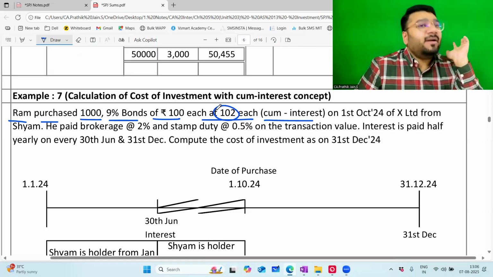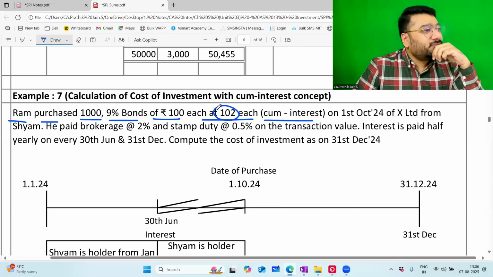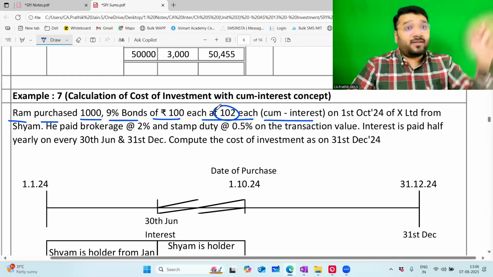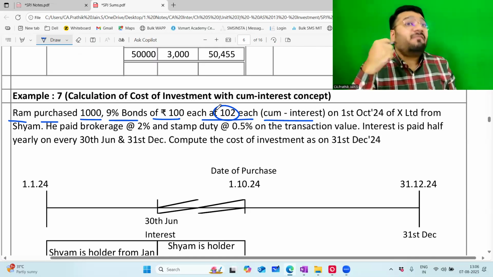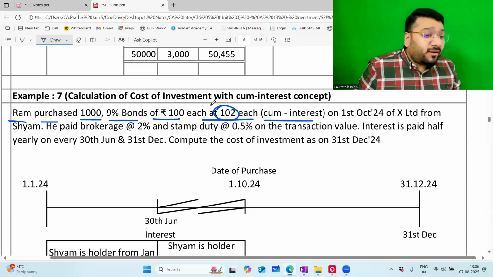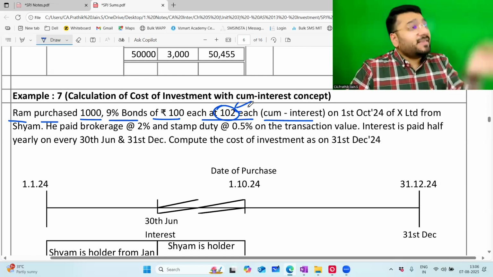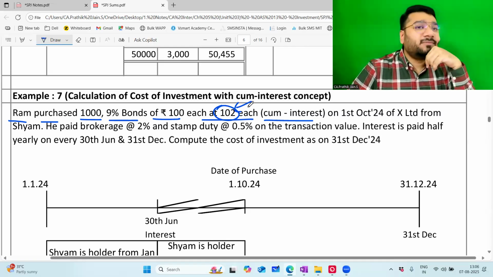Whether this value is at cum interest or ex interest, will Ram not pay interest? Just because it is ex interest, will Ram not pay interest? Ex interest means excluding interest. So Ram will not pay interest? No. Whether it is ex interest or cum interest, he has to pay interest because that belongs to Sham. So what is ex and cum interest? The transaction value, the document value, the security value, whether it is including interest or excluding interest, based on that, the brokerage will be decided. That is the only difference.